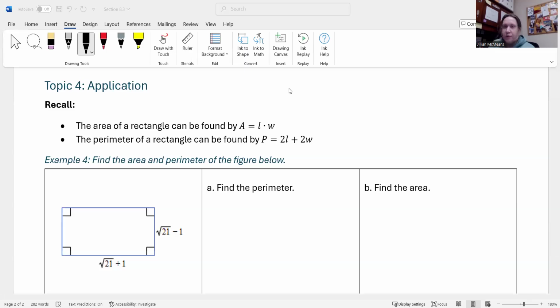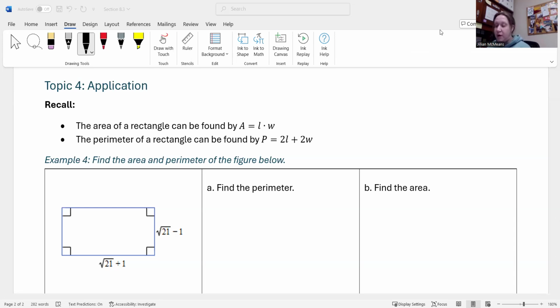Last up is topic 4, which is an application. And I love these application problems. They're usually some type of word problem where you're taking what you've learned and you apply it to something kind of real world. So let's go ahead and do that. For this video, we're going to look at area and perimeter of a rectangle.